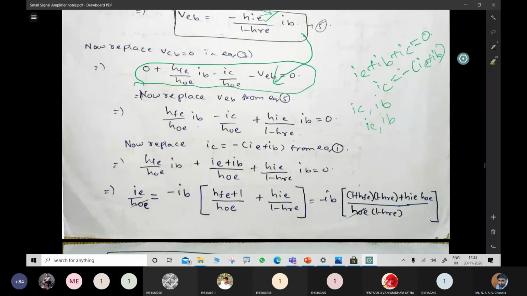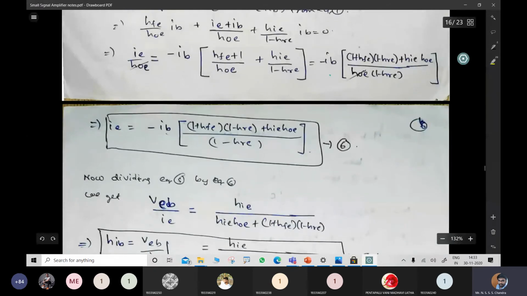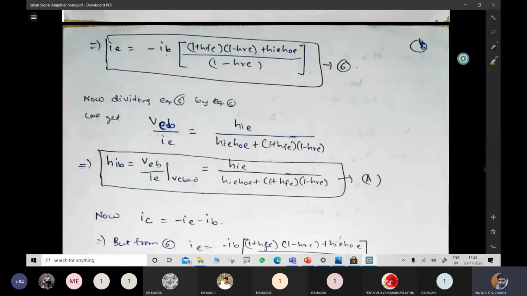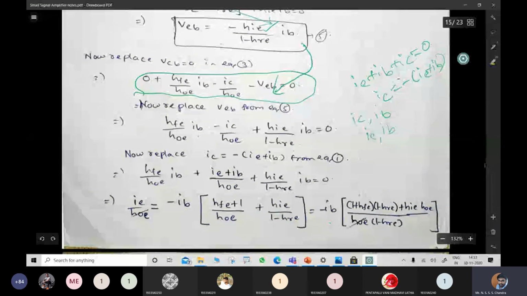So after taking the LCM, if you write the relationship between IE and IB, you can write IE as minus IB into 1 plus HFE into 1 minus HRE plus HIE HOE by 1 minus HRE. So I think all these expressions may look absurd, but they will be much more clear only when you are keeping your pen on paper. So all you are going to do is simply taking the LCM. So we are taking the LCM, we are getting this relationship. Now you have the equation for IE, you have the equation for VEB.